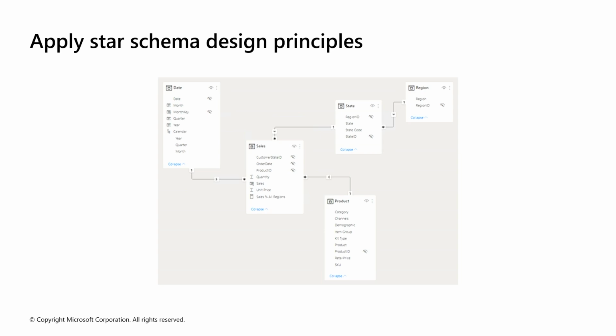The following image is the model diagram of a data model. It shows a star schema design comprising a single fact table named sales. The other four tables are dimension tables that support the analysis of sales measures by date, state, region, and product. Notice the model relationships connecting all tables. These relationships propagate filters directly or indirectly to the sales table.